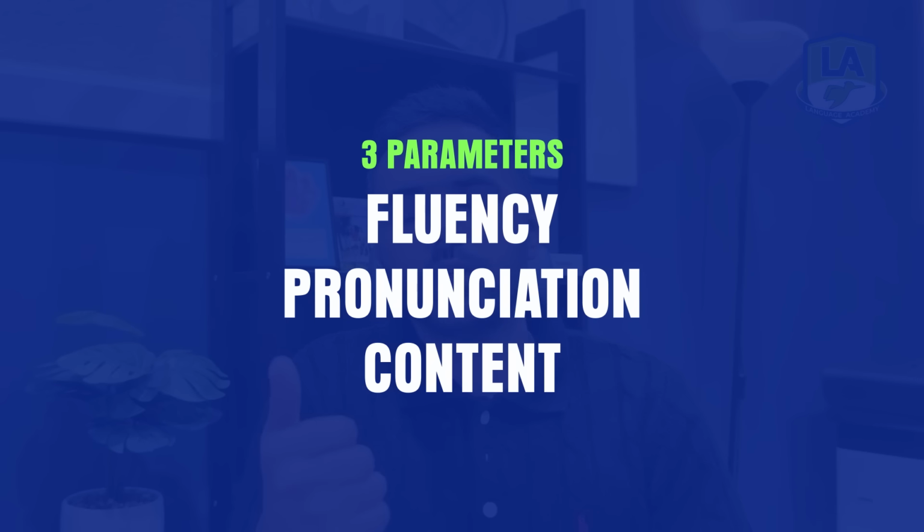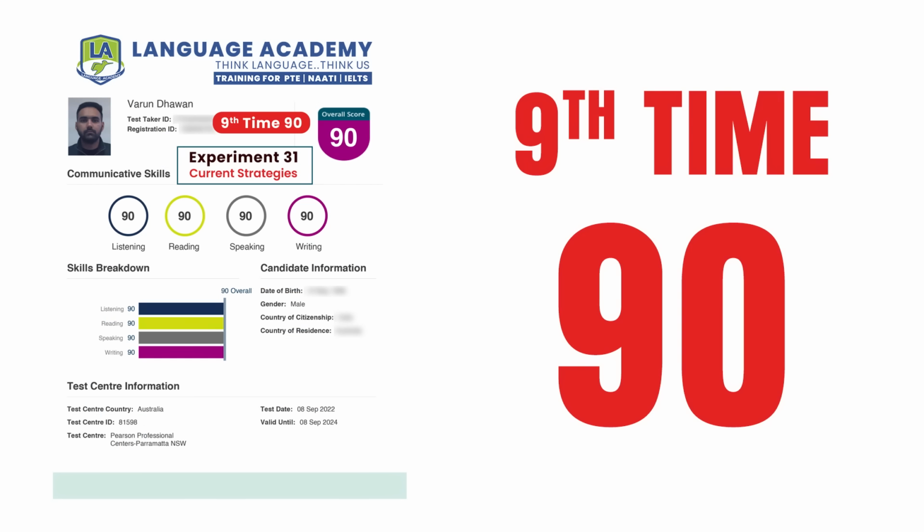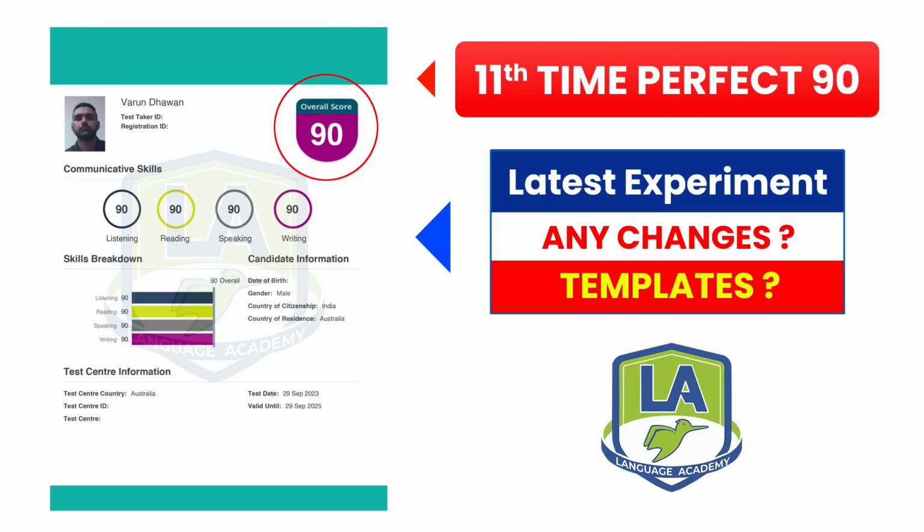The three parameters over here: first is fluency, second is pronunciation, and third is content. Whenever I take the test, I always struggle a bit with content. And you don't really need to worry about it, because even despite the fact that I struggle with content, I have managed to secure 90 on 90 in all the modules 12 times. What I do in the test is something I'm going to tell you now.